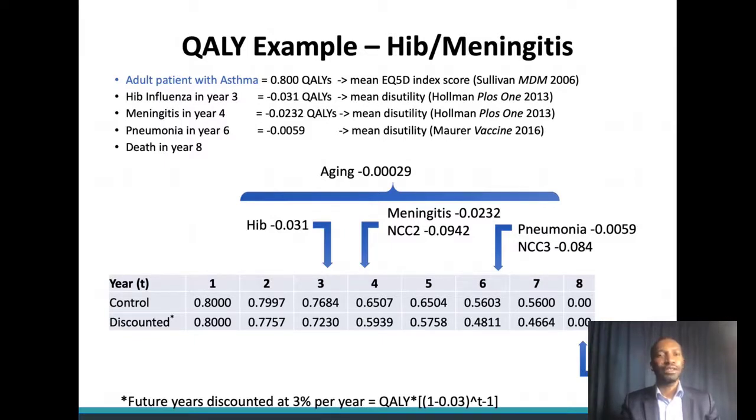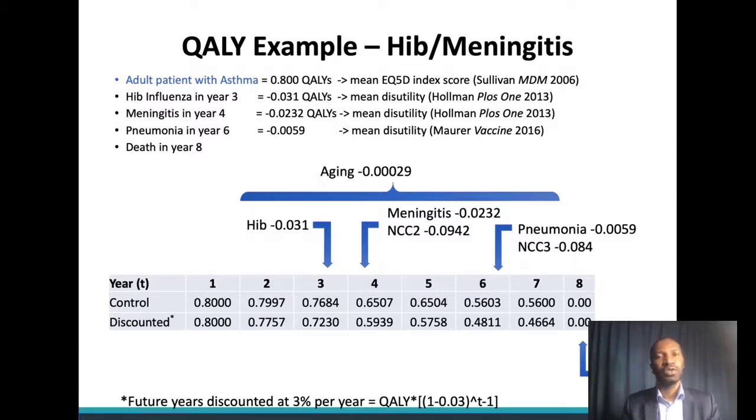Here are examples of QALYs calculation for meningitis. For an adult patient with asthma, we have 0.8 QALYs, the mean EQ5D index score in the Sullivan study. For influenza in year 3, we have a negative 0.031 QALYs, which is the mean disutility in Holman.